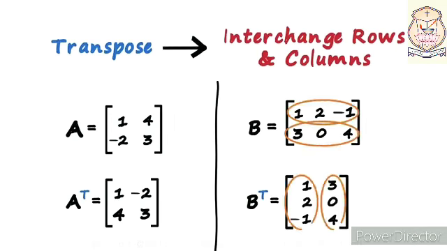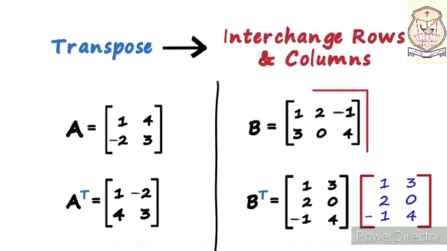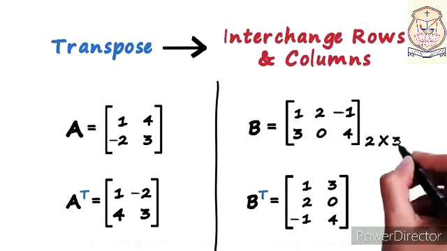The rows and the columns were interchanged. If we are using a cement bag approach, this is how it will look. The first row falls to become the first column, and the second row falls to become the second column. What is the order of matrix B? It has 2 rows and 3 columns. Its order will be 2 by 3.